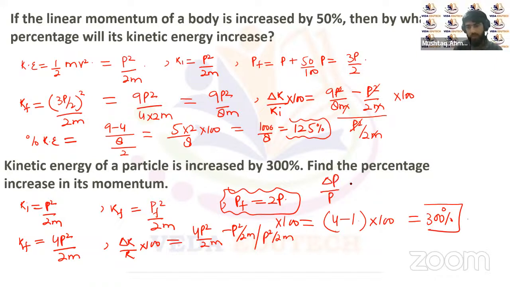So delta p upon p, where p is the initial momentum, that's also p, right? Multiplied by 100, that's equal to 100%. So 100% will be the change in momentum. Then there will be a 300% increase in its kinetic energy, right?